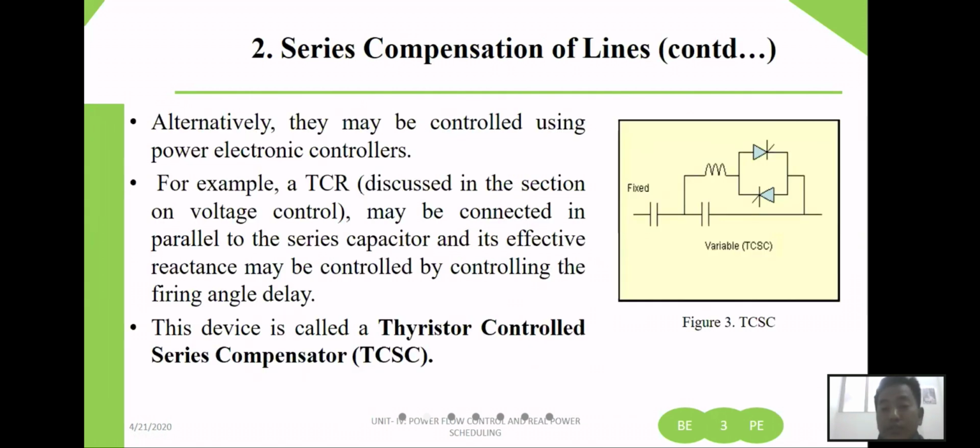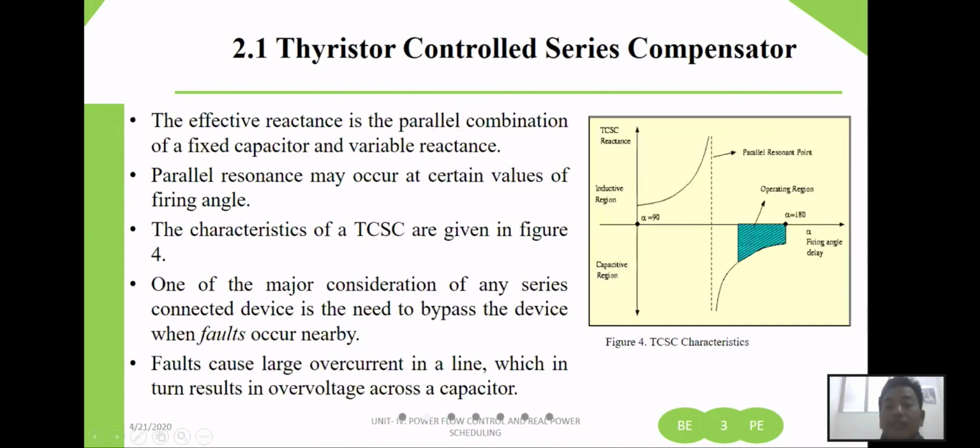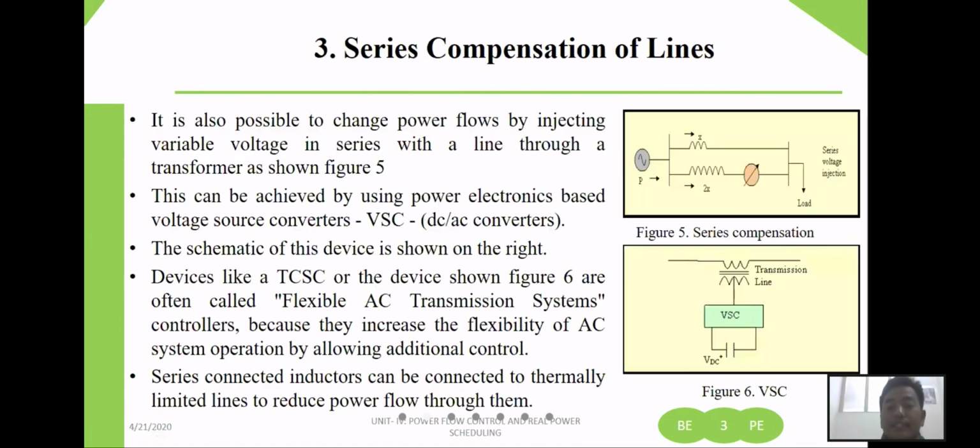Another way is to use a power electronics device known as TCSC, and then we can control it. Another option is injecting a variable voltage in series, which can be done using a power electronics device known as a VSC, a DC to AC converter. It should have a DC source, then this VSC converts DC to AC and acts as a variable source, and based on that the power flow in the transmission line can be changed.